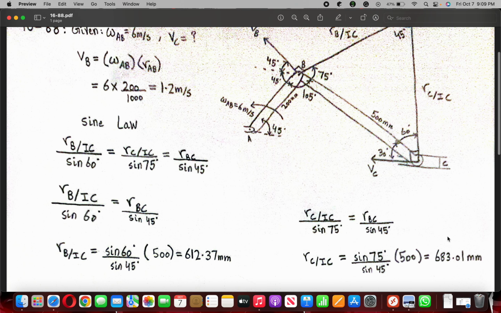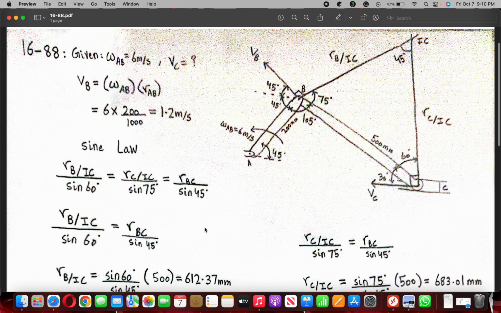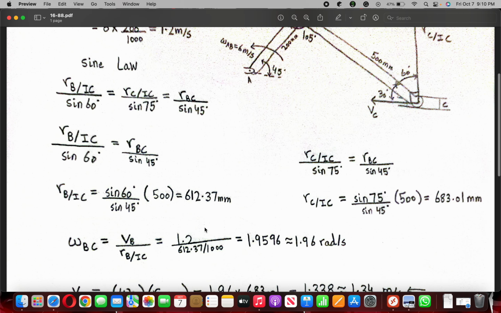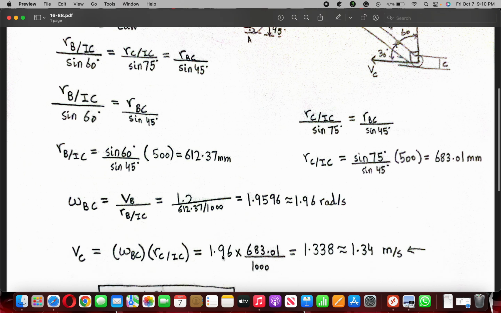We already have velocity B, and we can divide it by B relative to IC, because IC is taken as a reference point around which the velocities of B and C will be acting. So that's why we divide by B relative to IC, and over here we again divide by 1000 to get the length in meters, and the angular velocity of BC is 1.96 radian per second.